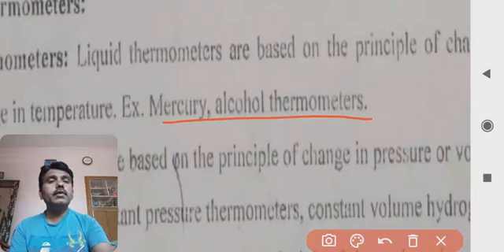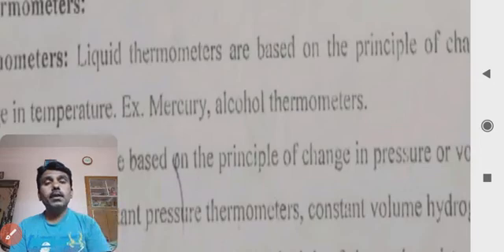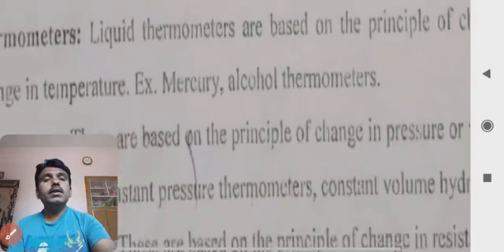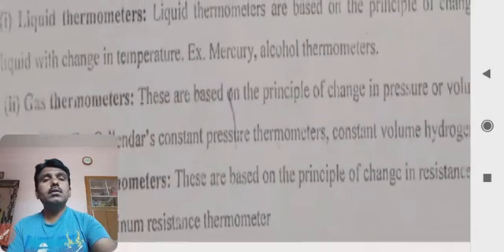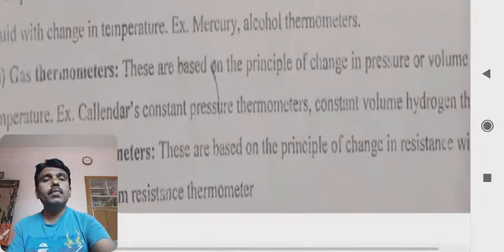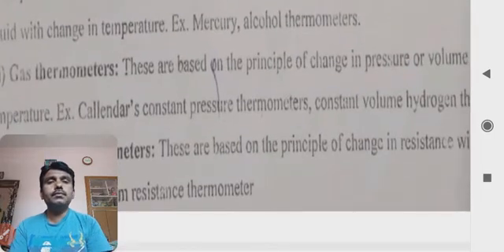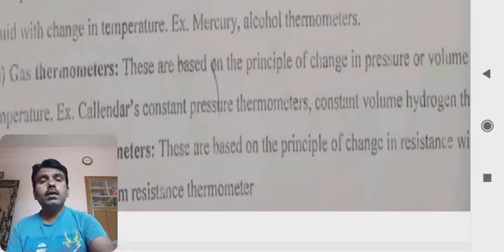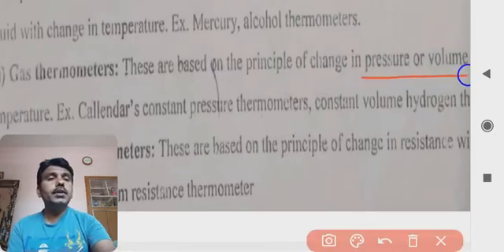So in the liquid thermometers, the volume changes sharply with the temperature variation. The second type of thermometer is the gas thermometer. These are based on the principle of the change in the pressure and the volume. Let's see this change in the pressure and the volume.